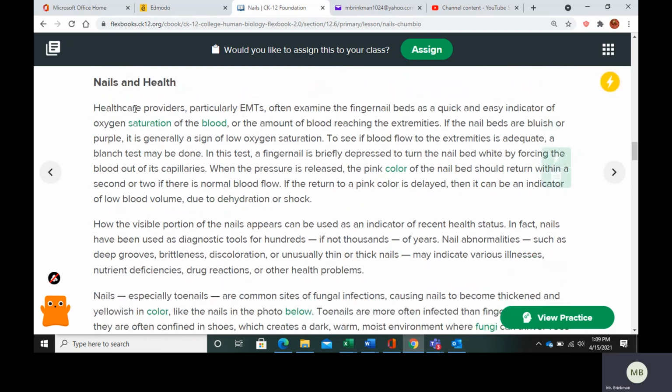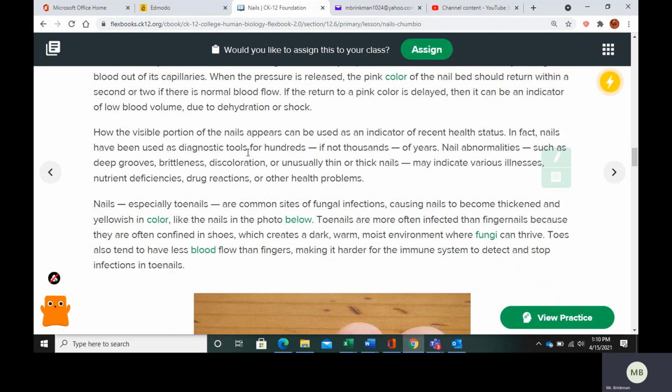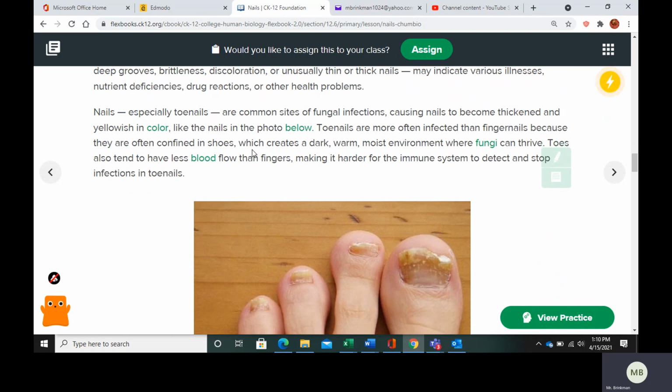Healthcare providers, EMTs, are going to examine your fingernail beds to see how much oxygen is in your blood or the amount of blood reaching extremities. The nails are used to diagnose a lot of other things. They also will take samples from under someone's nails if they get killed, because if they fight back, they might have their attacker's DNA under the nails if they scratch the person.